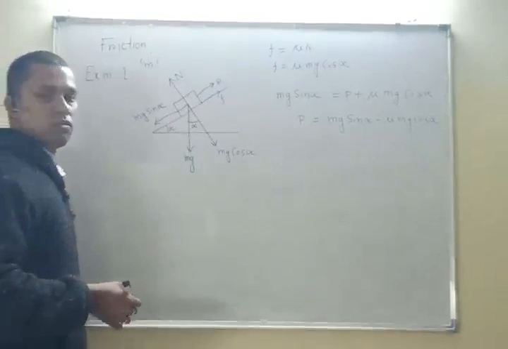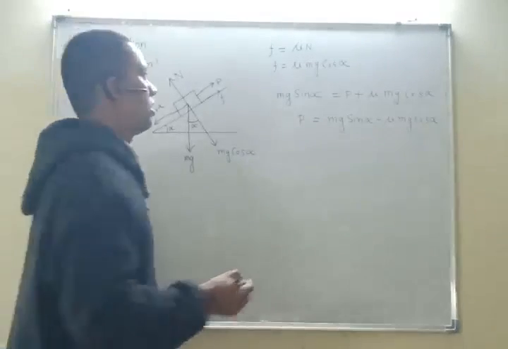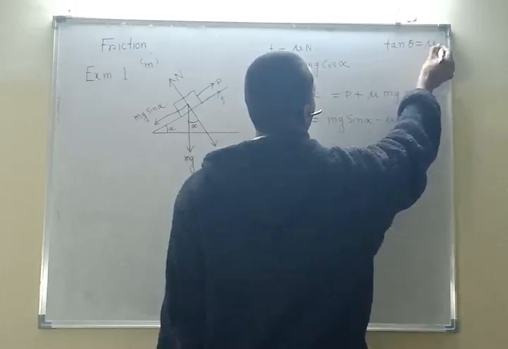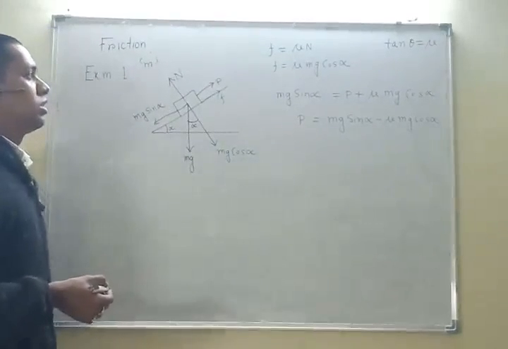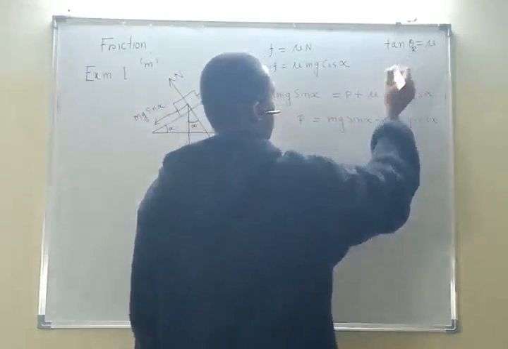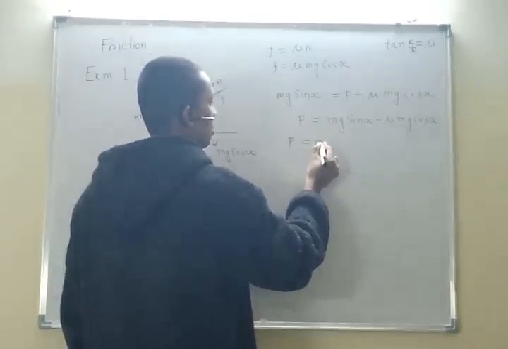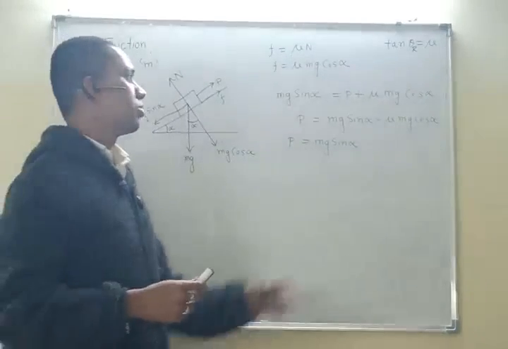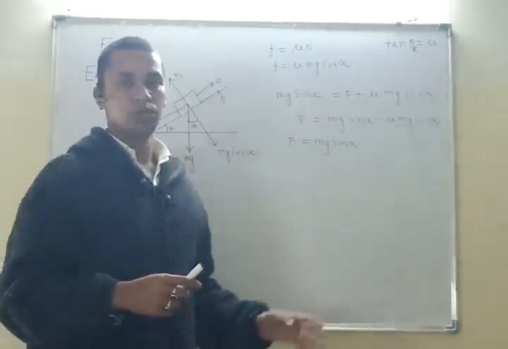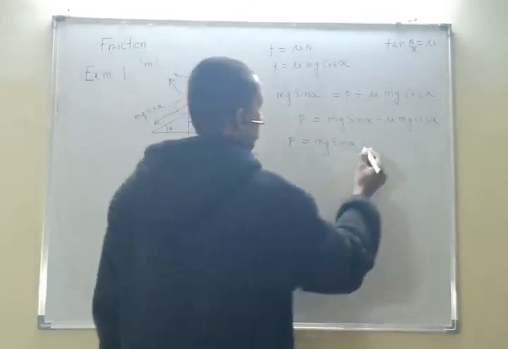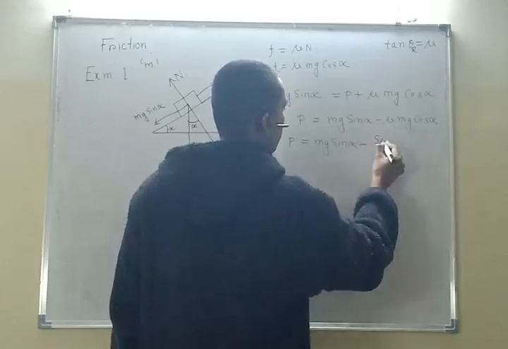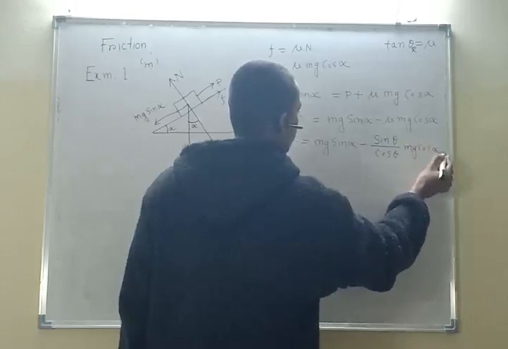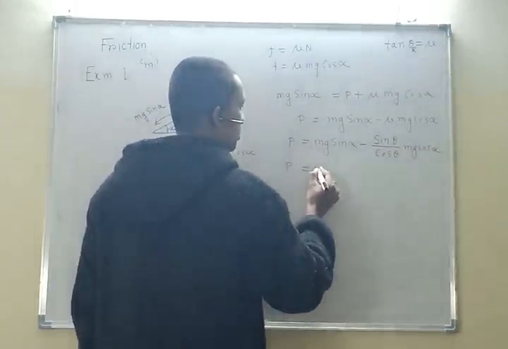Okay. What is mu? We have already found that tan theta is equal to mu. Because this is a limiting case, tan theta r comes, and that is equal to mu. So we can write P is equal to mg sin alpha minus tan theta r, that is sin theta by cos theta, into mg cos alpha. If you don't understand this, just see the previous video, in which I have explained how tan theta r is equal to mu in the case of angle of repose.